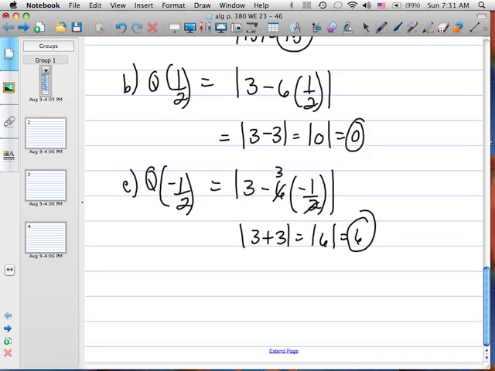For the following, 29 through 40, for each function, find f at 0 and then solve f of x equals 0. That's where we set the function equal to 0. So there are two parts for each of these problems.